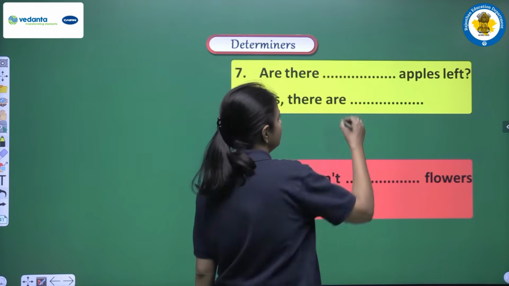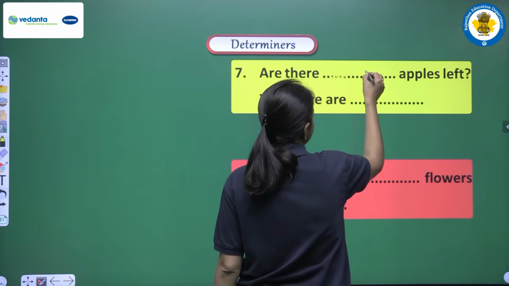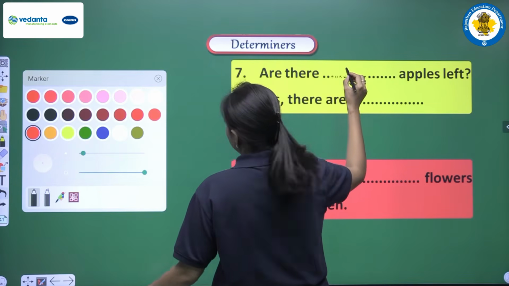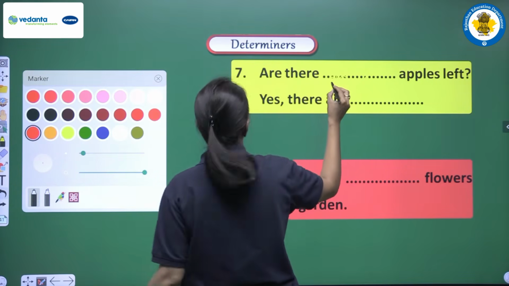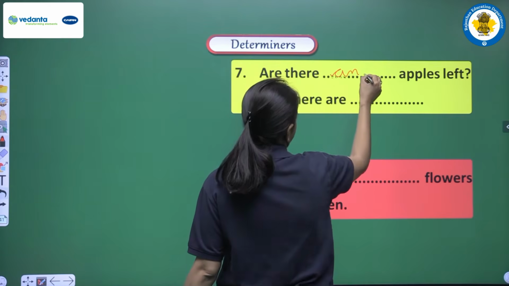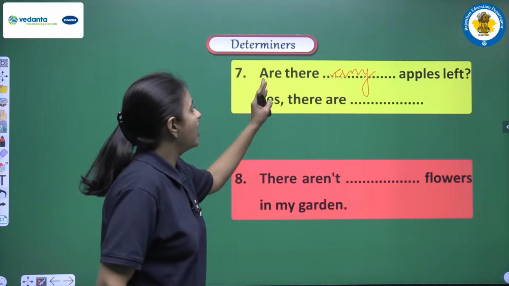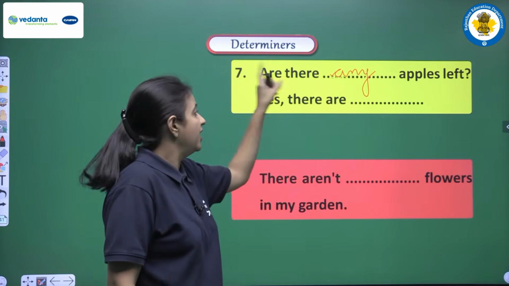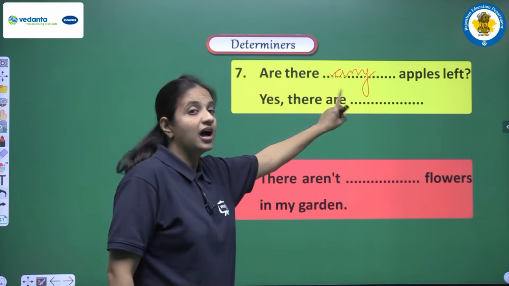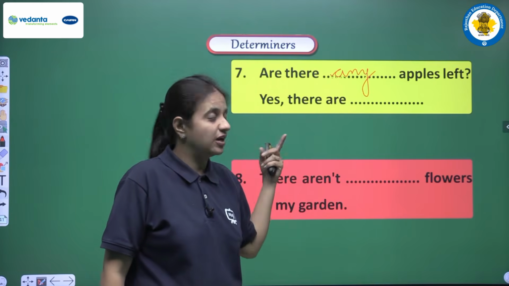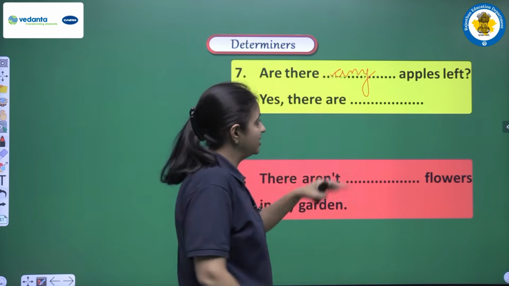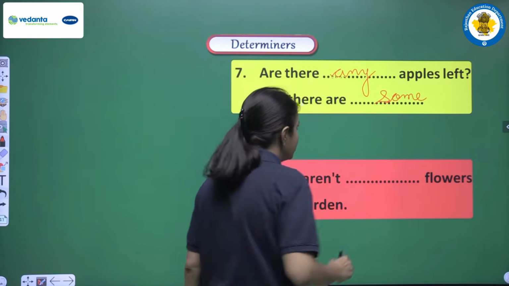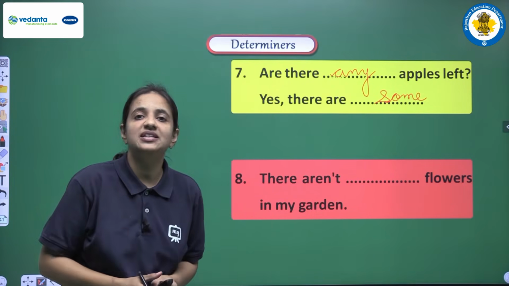So in this sentence, first of all we will write any here. Okay, let's change the color. So here first of all we will write any. So the sentence will be, are there any apples left? So this is the question and the answer is yes, there are. So when the answer we are having here is yes, there are, we will write some, and we are saying that yes, there are some apples left.